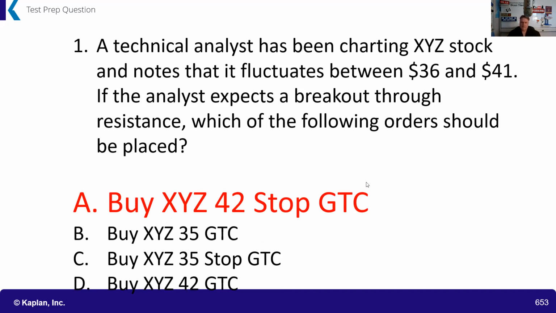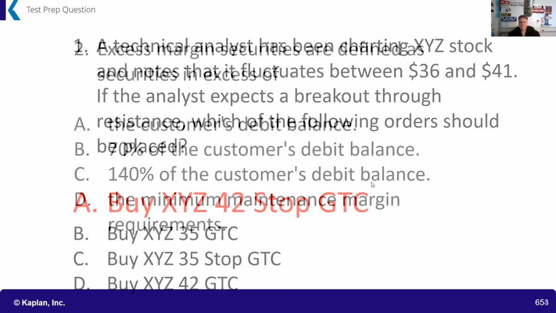By the way, the other version of this question would be, the analyst expects a breakout through the support line, what would be placed? You'd place a sell stop below 36, like 35, for example. So be prepared for either version of that question.